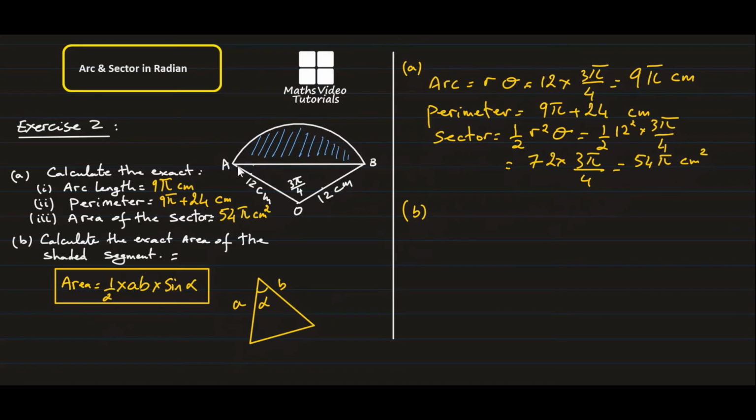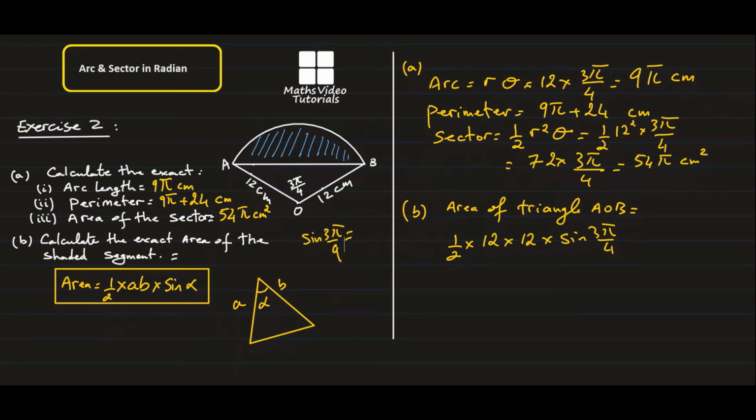We've got the area of the sector, this one here. We need to subtract from it the area of the triangle. Let's do that. Write it down. Area of triangle is going to be equal to half times 12, that's A, times 12 again, that's B, times sine 3 pi over 4. Now you also need to know that the sine of 3 pi over 4 is square root of 2 over 2.